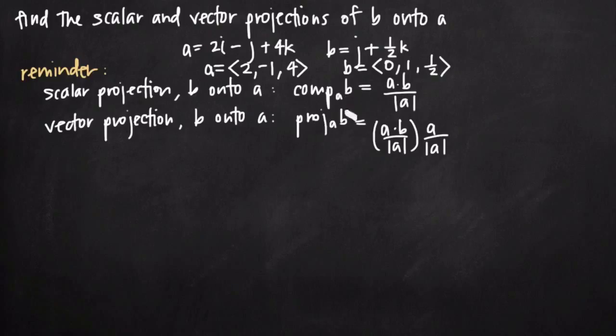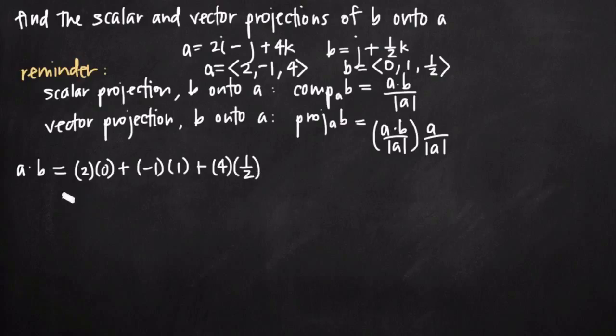So let's go ahead and find our dot product of a and b. So we'll say a dot b is going to be equal to, remember that when we take the dot product, we just multiply the components of our vectors a and b, and then add the products together. So the x component of a is 2, the x component of b is 0, so we're going to multiply those x components together, and then add to that the product of our y components, -1 and +1, and add to that the product of our z components, 4 and 1/2. Like this. That'll be our dot product.